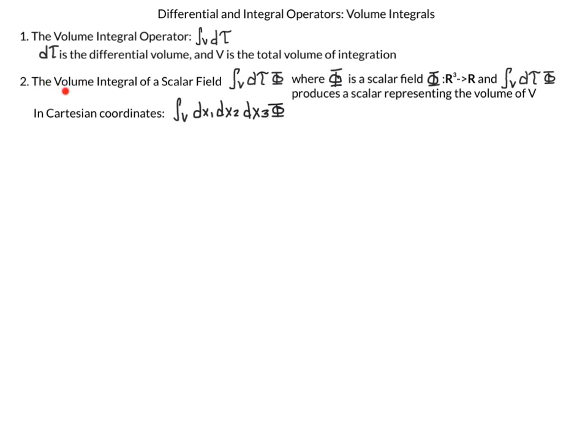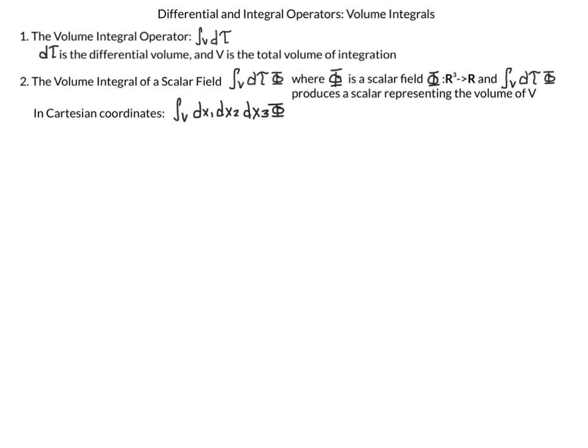The second thing we'll talk about is the volume integral of a scalar field. So we'll apply this volume integral operator on phi, where phi is a scalar field. In other words, it maps from R3 to R. And the first thing to note is that this volume integral produces a scalar representing the volume of V.